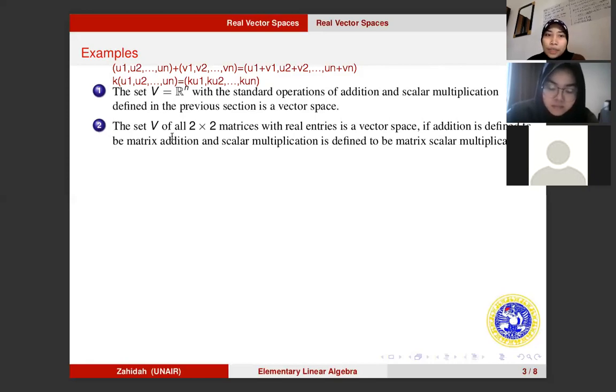If you have a set V, V is the set of 2 by 2 matrices with real entries. This V is a vector space with two operations: addition is matrix addition, and scalar multiplication is matrix scalar multiplication. Do you remember the operations?